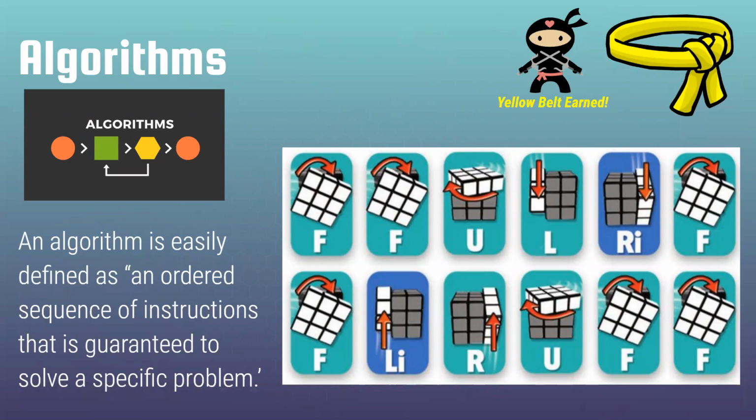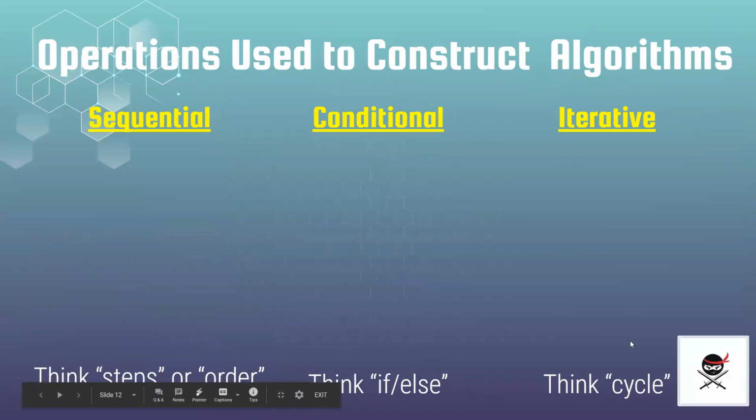For example, think of a Rubik's Cube. Have you ever solved a Rubik's Cube? There is a certain way for you to solve it, which involves you having to do certain steps in a certain order every time to guarantee the correct result. So there are different ways to make an algorithm.